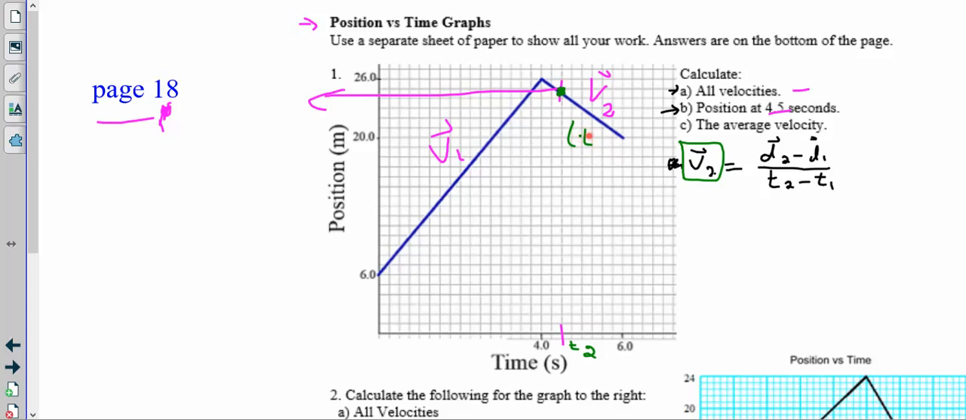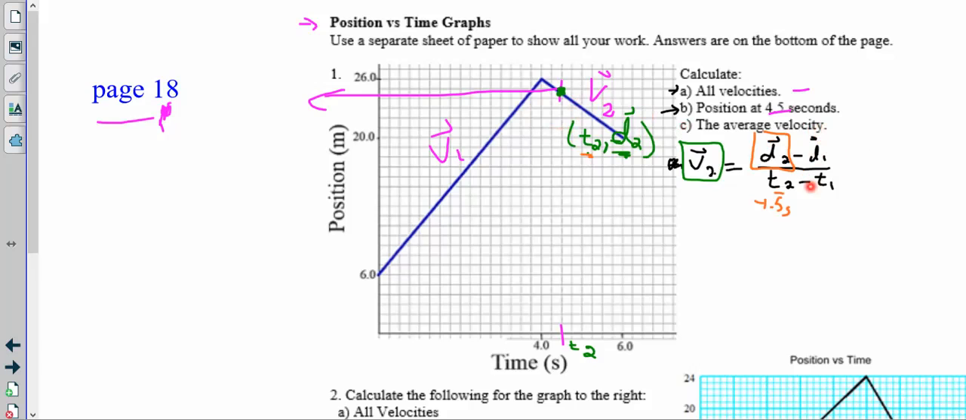I'll draw time first. So we have our time 2 to be 4.5 seconds, and we include our position 2, which is what we're looking for. That'd be our position 2. So 4.5 and unknown. We need to solve for this. We know what T2 is, so that'd be 4.5. I'll write some of these numbers down.